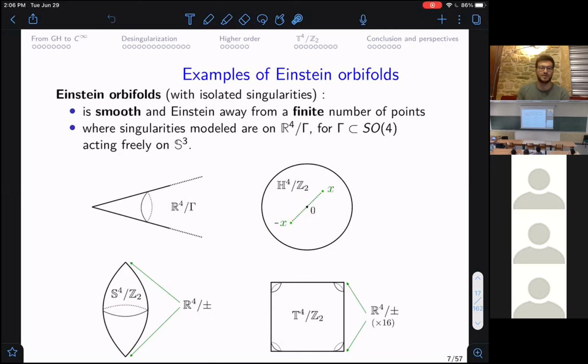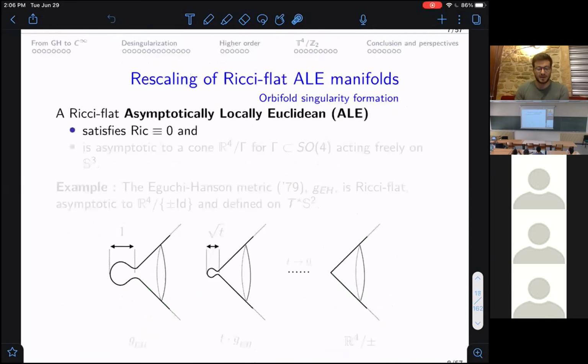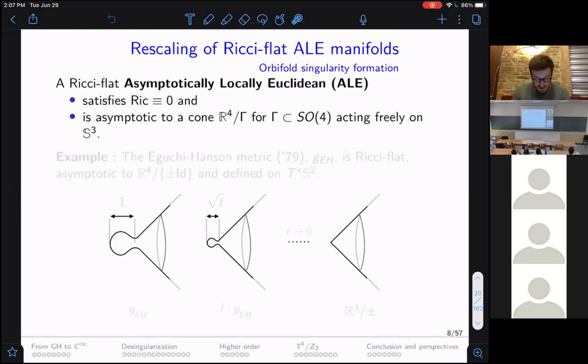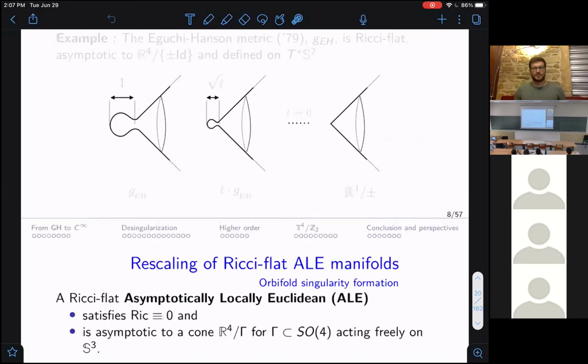Now, the next step is understanding how these singularities appear. Well, they appear by blowdowns of some bubbles, and the bubbles of the problem here are Ricci-flat ALE metrics. So they are Ricci-flat, and they are asymptotic to one of the cones I mentioned. So the infinity of the bubbles and the singularities coincide, and that's the link between the blowdown and the singularity which forms. And the way these singularities form is really simple. It's just a rescaling, essentially.